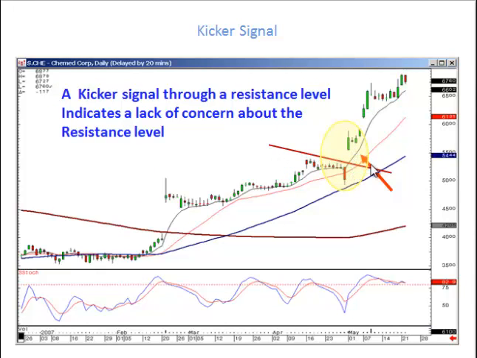Resistance levels and kicker signals are very important. You do a kicker signal through a resistance level, that tells you everybody knew there was a resistance level there. They still gapped this up through it and immediately went the opposite direction. That means everybody that was concerned about the resistance level doesn't care anymore. They are buying this stock with a new dynamic behind it.